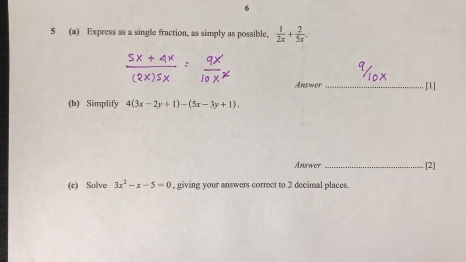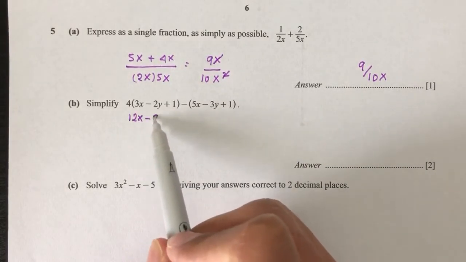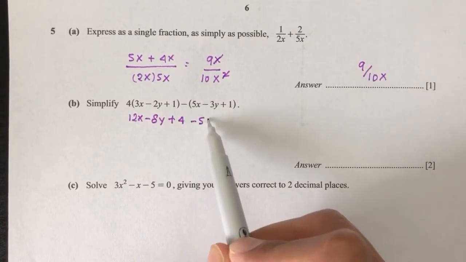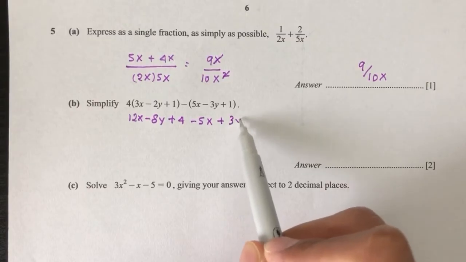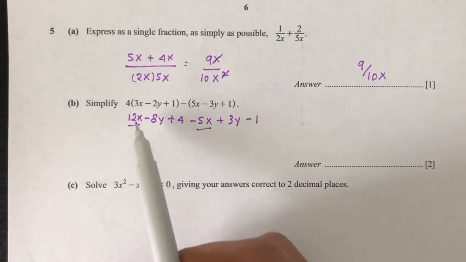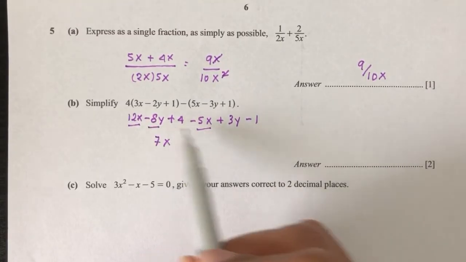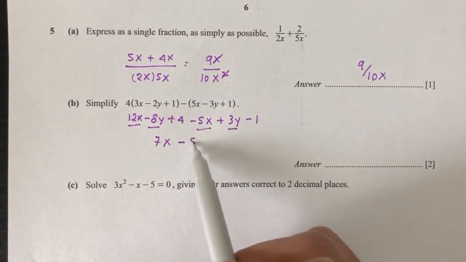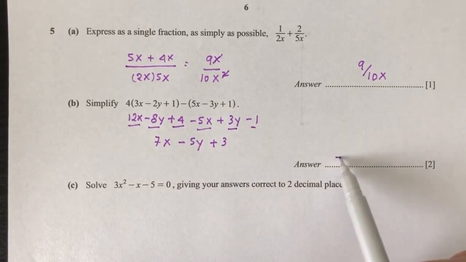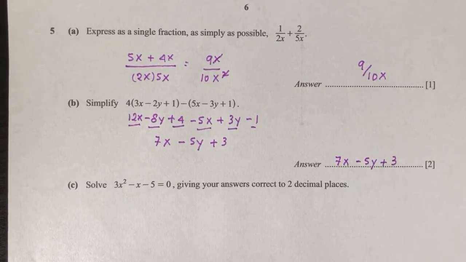Moving on to part B, we have to simplify this. First expand, 12x minus 8y plus 4. Now minus 5x plus 3y minus 1. So x, so 12 minus 5 will be 7x, minus 8 plus 3 will be minus 5y, and plus 4 minus 1 plus 3. So 7x minus 5y plus 3.